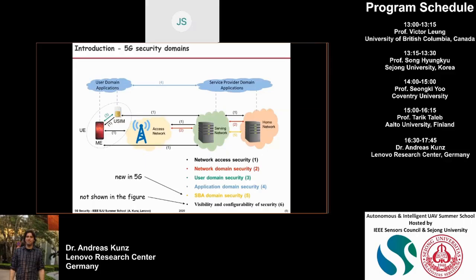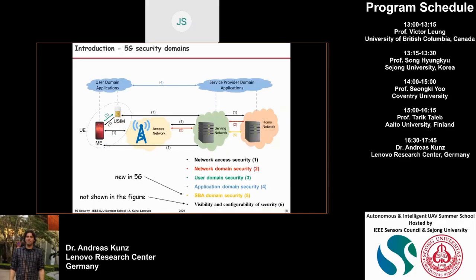And then we have the network domain security. This one is between network elements, like between a gNodeB and the access and mobility management function, AMF. So you can have some IPsec tunnel where you have the traffic of all users inside to protect them.